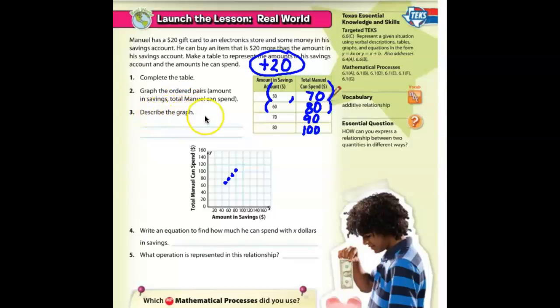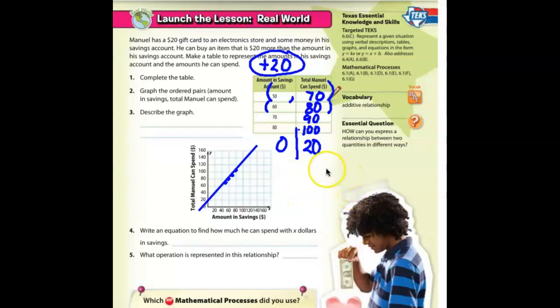Describe the graph. Okay, now I'm going to continue the graph and connect the dots. So I'm going to pause to do this. We can tell it's a linear graph, but here's an important piece of information. If, for some reason, we had no money in the bank, so I'm going to come up here to my table, I've got no money in the bank. I still have that $20 gift card. So I could still spend $20. And you'll notice on the graph, if I had zero money in the bank, I could still spend $20.